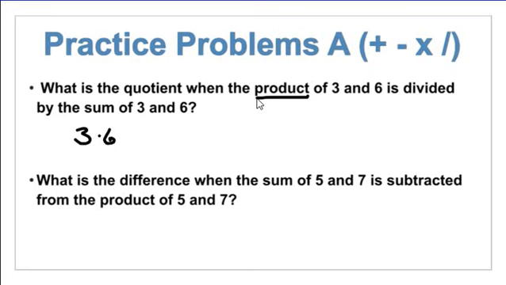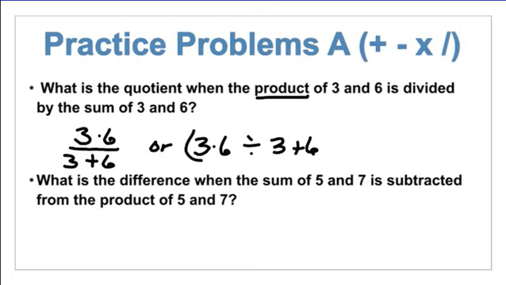is divided by, so I'm dividing this by the sum. So sum is addition. What am I adding together? 3 and 6. That is one way of writing it. Or you could write it as 3 times 6 divided by 3 plus 6. I'm going to put parentheses in here because they want you to take the product, the multiplication problem, and then you have to divide by the sum.